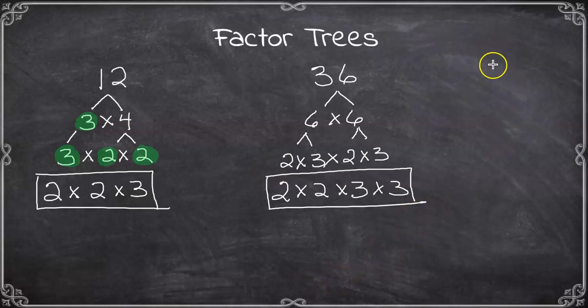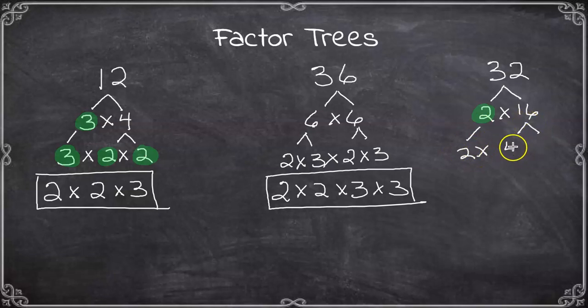We'll do one more. Let's do 32. Okay, so factor pair for 32. Let's go with 2 times 16. Okay, so 2 is prime. So I'm going to make 1 branch from the 2 and bring it down. And then the 16, I'll do 4 times 4 this time.